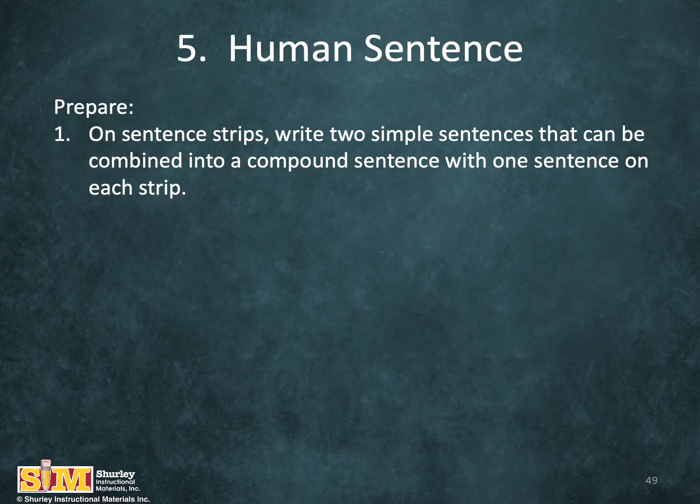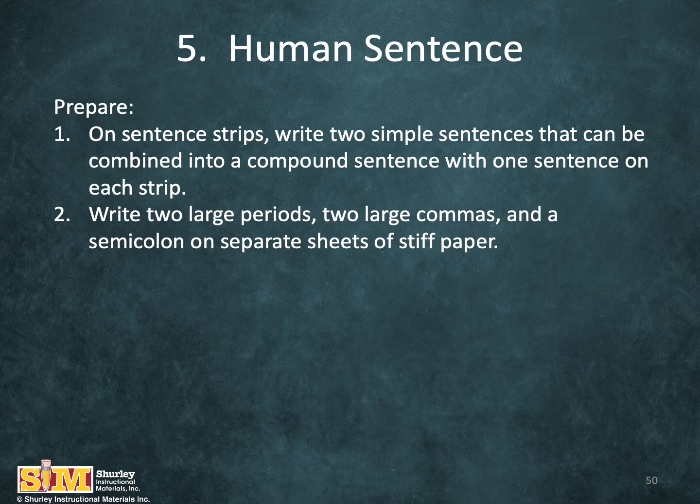The fifth activity I want to show you is called Human Sentence. This activity helps students manipulate sentence parts to make a compound sentence using the three different ways. Number 1. On sentence strips, write two simple sentences that can be combined into a compound sentence, with one sentence on each strip.